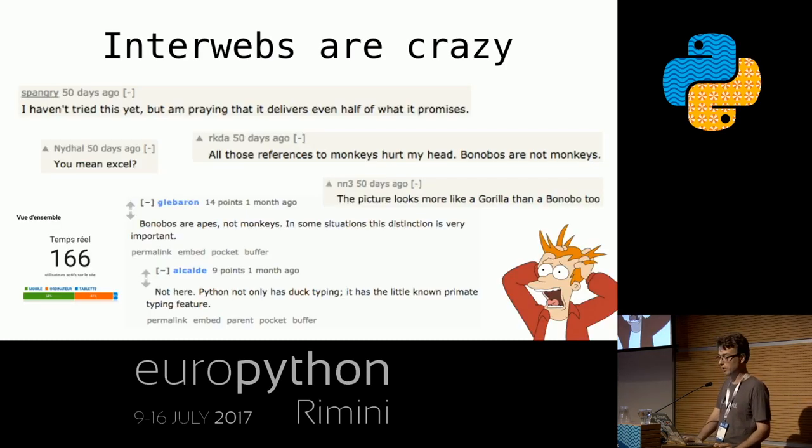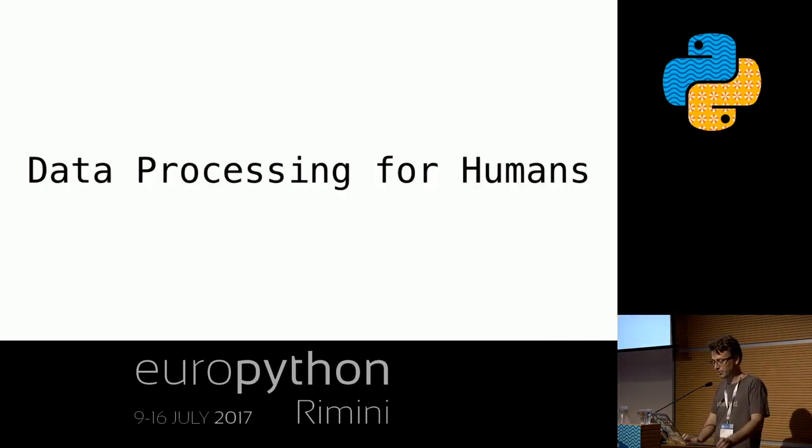I'll skip on that, but the internet is completely crazy. Like Hacker News is more concerned about me knowing about the actual taxonomy of monkeys and apes and primates. So I really like the last comment that says Python not only has duck typing, it has the little-known primate typing feature. And yeah, this one saved my life. Not really, but it was really funny. I'd really like it to become data processing for humans.